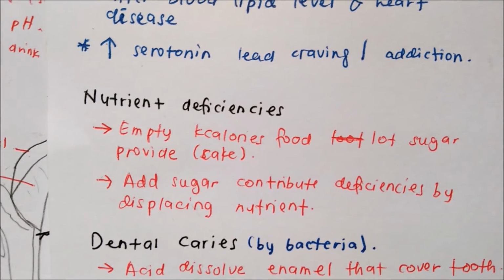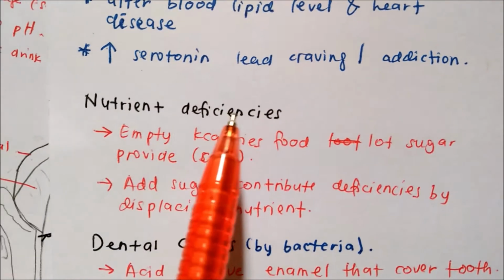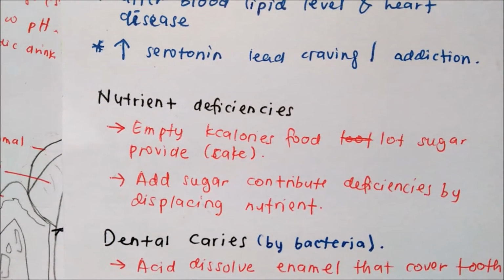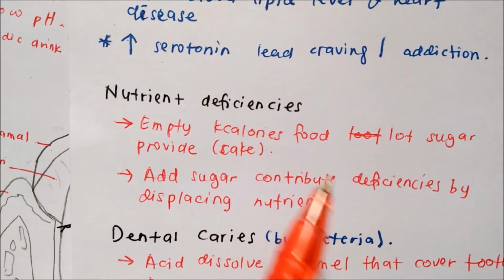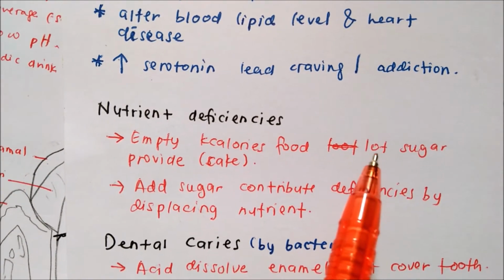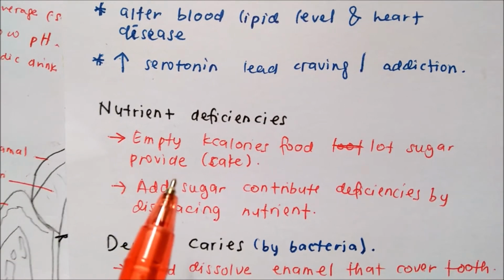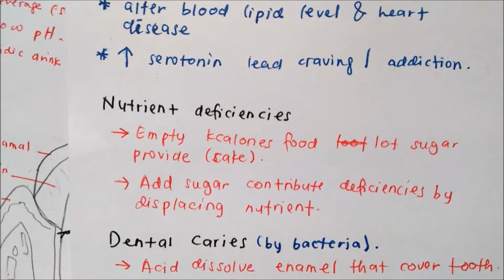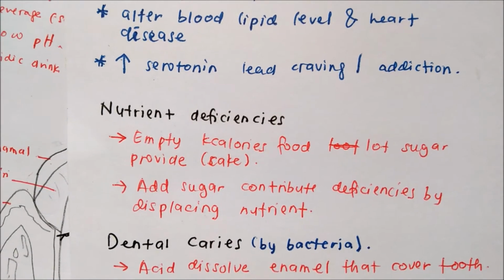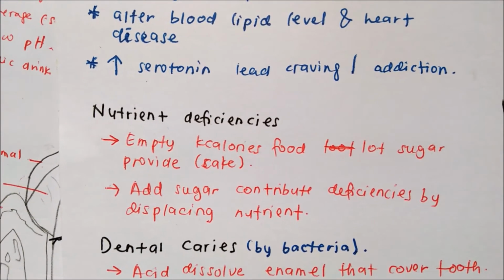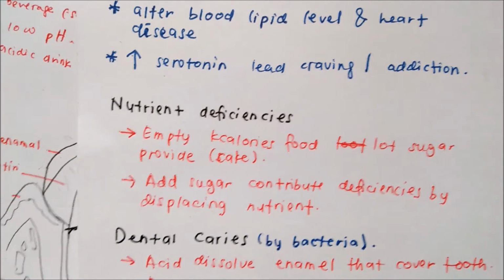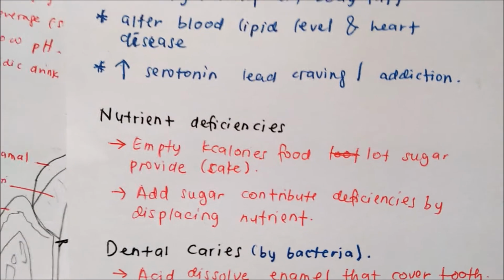Next, kita akan menyebabkan penyakit nutrient deficiency. Nutrient deficiency ni iaitu empty calorie food yang contain a lot of sugar. Contohnya kita ambil dalam kek, lepas tu gula-gula, soda, tapi dia akan ada glukos dengan energy je, but dia tak ada separuh lagi nutrients.